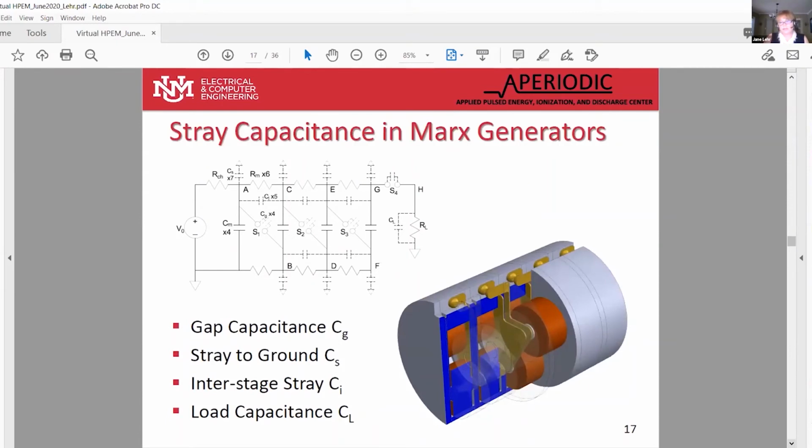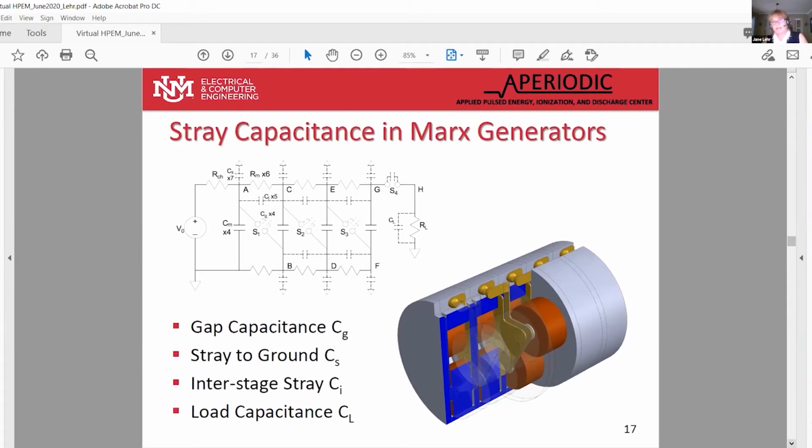So the types of stray capacitance that we're going to look at, we looked at a canonical Marx bank with reasonable parameters. The stray capacitances are first the gap capacitance, the stray-to-ground capacitance, that is the capacitance between the capacitive stages and the ground, wherever that is. The interstage, that's stage-to-stage capacitance, and then the load capacitance.